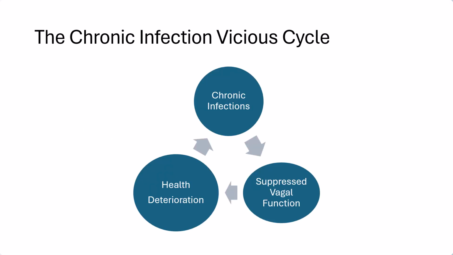So there is also a vicious cycle that occurs with chronic infection. The pathogens causing the chronic infection suppress the immune system and the body's repair processes. The suppression of the healing response causes our health to deteriorate and prevents resolution or clearing of the infection.